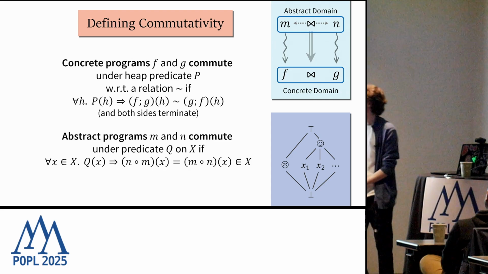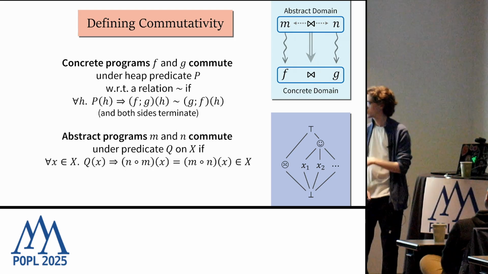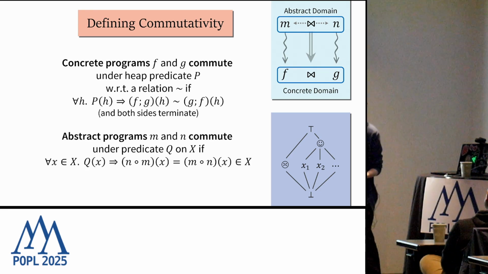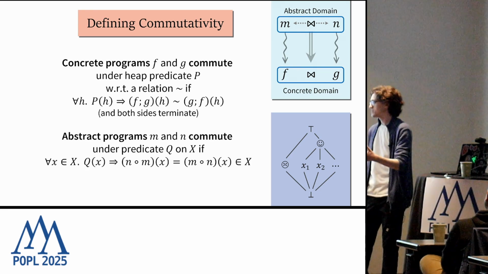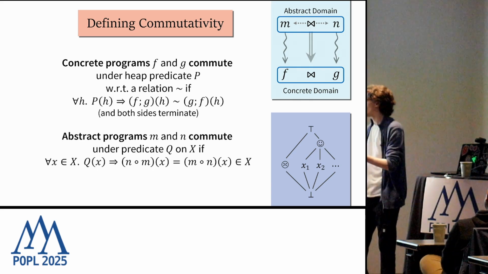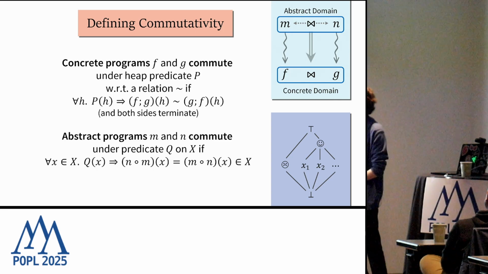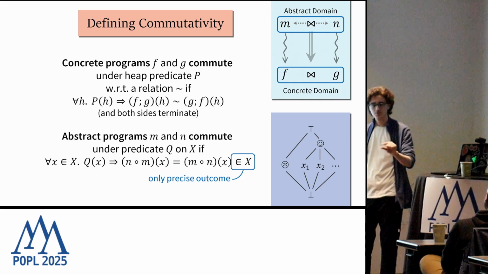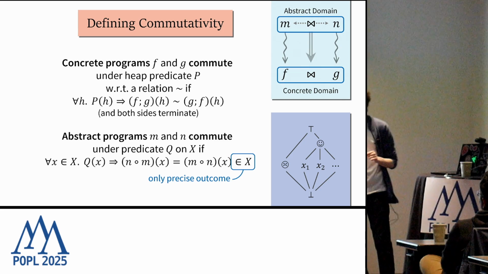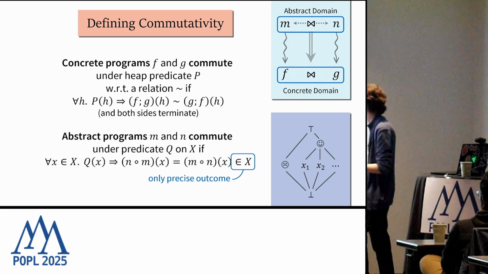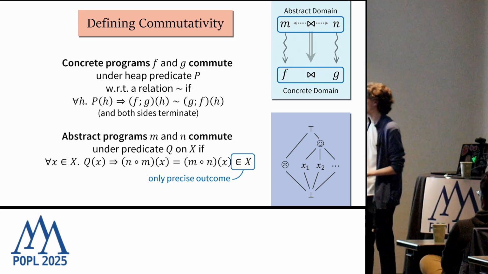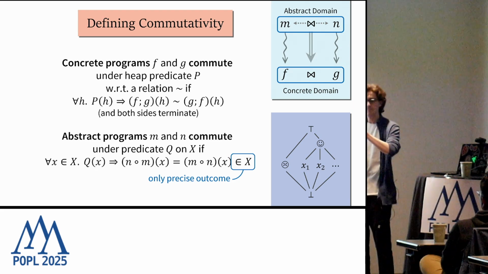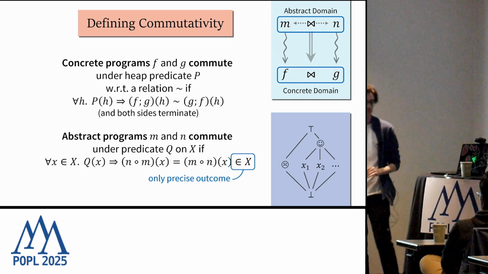Correspondingly, in the abstract space, we say that our two programs commute under a predicate Q on our set of abstract values if, given an abstract value that satisfies Q, executing n composed with m on that value equals m composed with n, so the flipped compositions, and critically, that the result is in our meaningful section of the abstract domain X. And this is because you can imagine if both results went to top, you'd say, OK, great, they were the same outcome, but top doesn't tell us anything meaningful. So we restrict what the meaningful section of commutativity is in the abstract space.